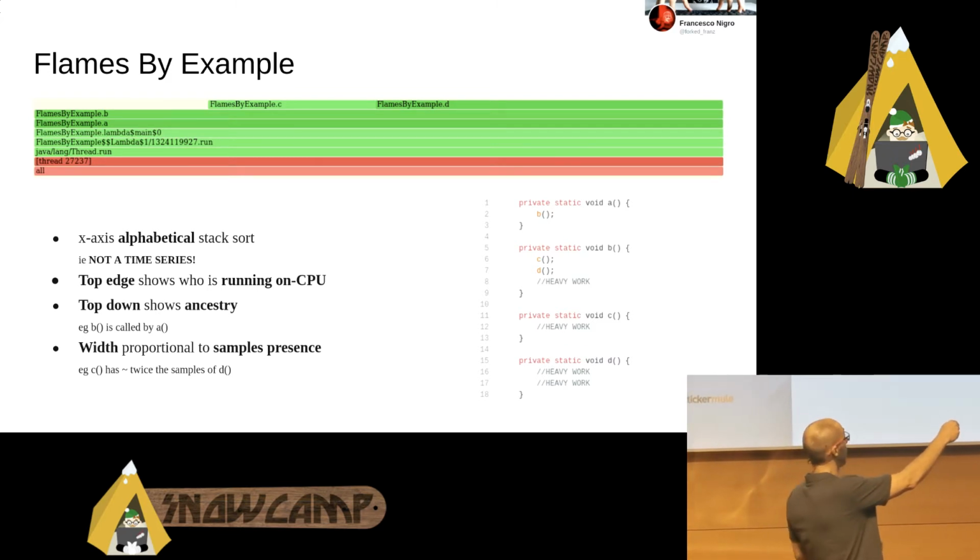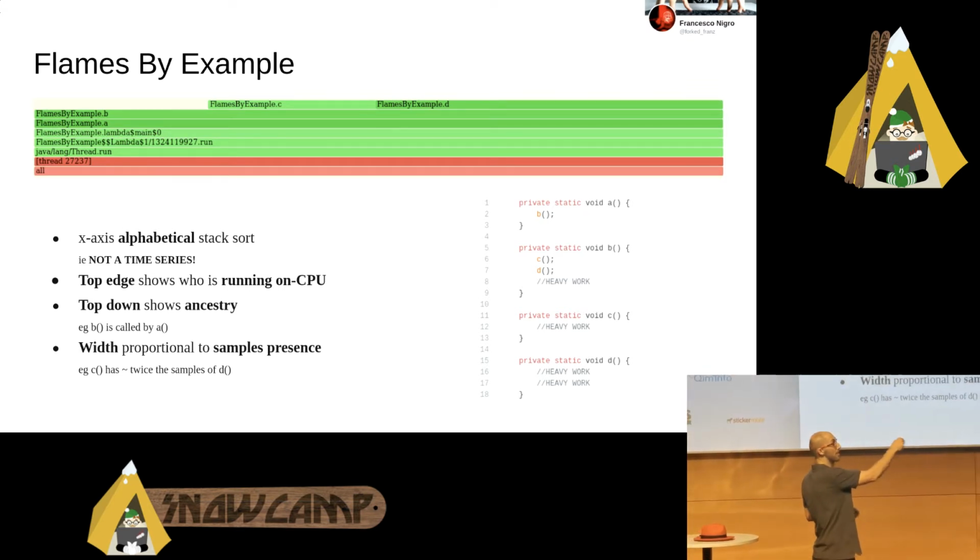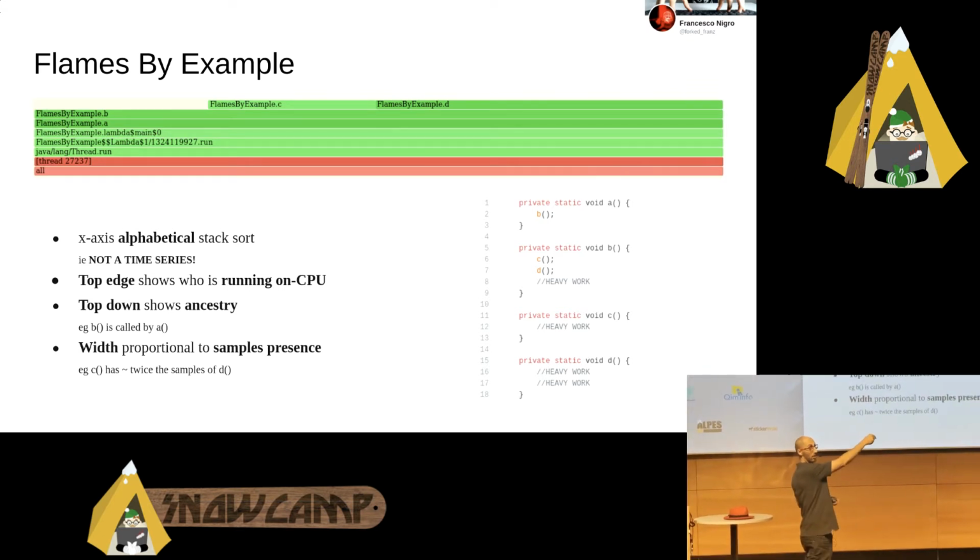Do not be misled, the x-axis is not the temporal one, okay? It's just the call stack. The reason why we have C and D in this order on the x-axis is just alphabetical. There is no meaning from a temporal point of view.